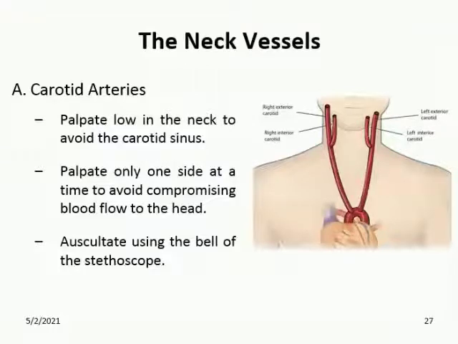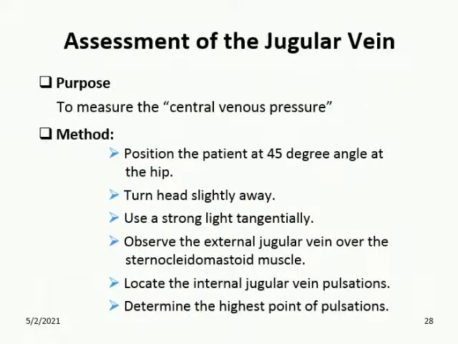Carotid artery. Palpate low in the neck to avoid the carotid sinus. Palpate only one side at a time to avoid compromising blood flow to the head. Auscultate using the bell of the stethoscope. Then, assessment of the jugular vein.